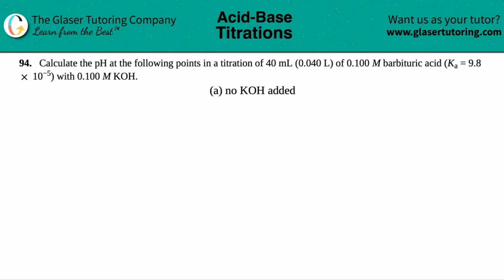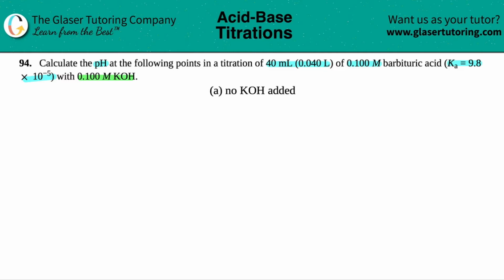Number 94, calculate the pH at the following points in a titration of 40 mL, or 0.040 liters, of a 0.100 molar barbituric acid, which has a Ka of 9.8 times 10 to the negative fifth, and then we're titrating it with 0.100 molar KOH. For this part, because this is only part A out of the bunch, we just have to calculate the pH when no potassium hydroxide is added.